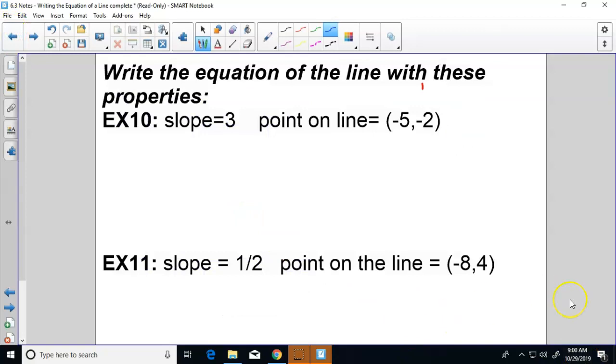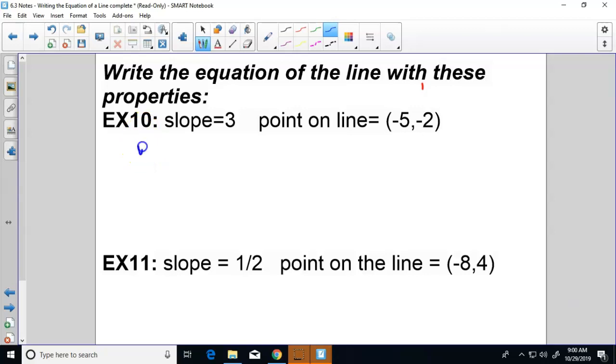So let's look at example 10. We've got to write the equation of a line that has these properties. It has a slope of 3 and a point on the line, negative 5, negative 2. So we're going to learn another way to do this besides the graph. Now, the graph might work okay on this one, but sometimes it does not. So I'm going to show you the algebraic way to do this.